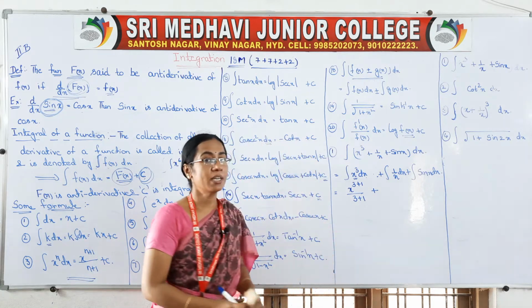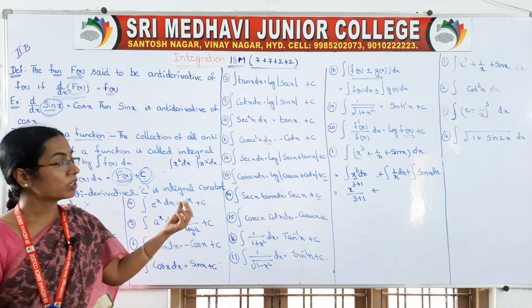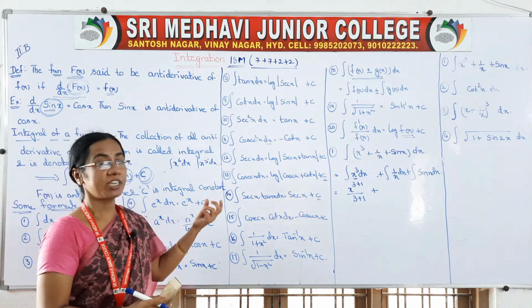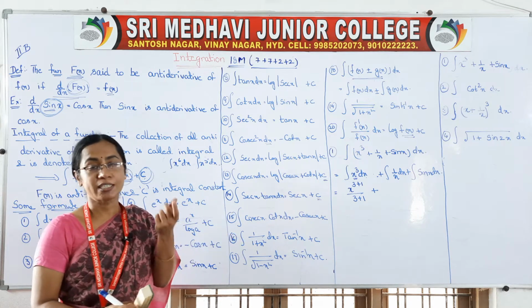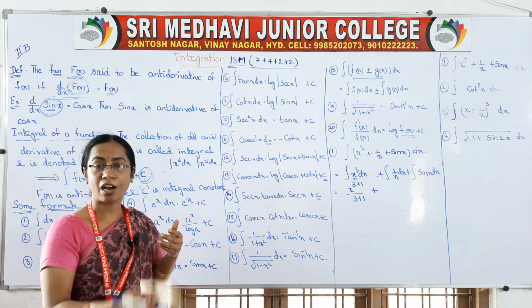So you can ask, madam, in the formula c is there, now why are you not writing c? No need to always write plus c, plus c, plus c for each and every term. c means it is a constant. After adding all the constants, we will get a constant only.